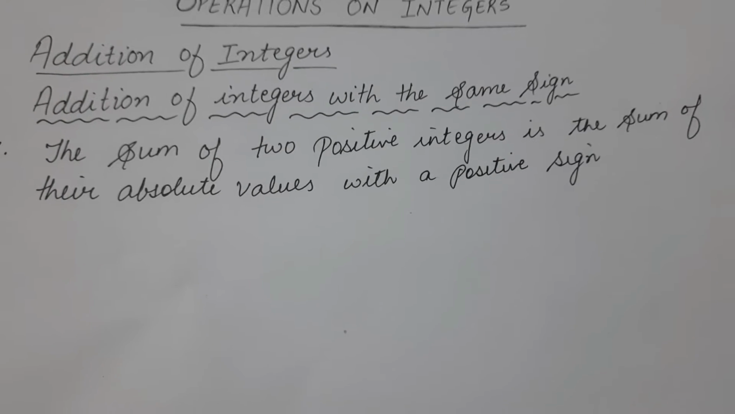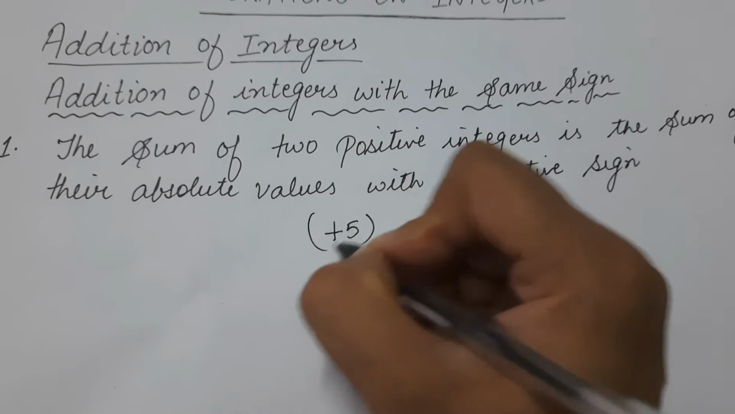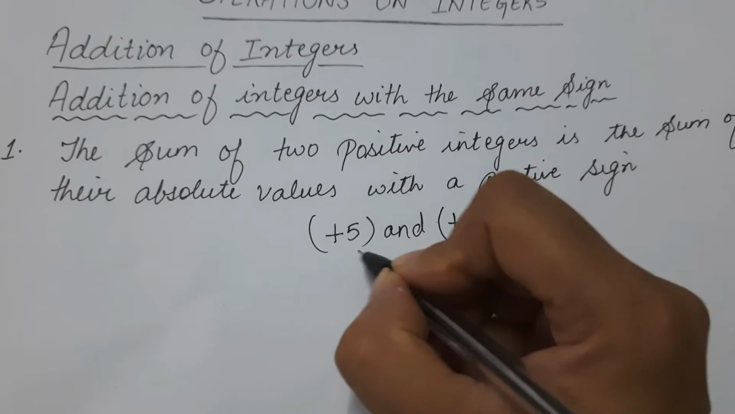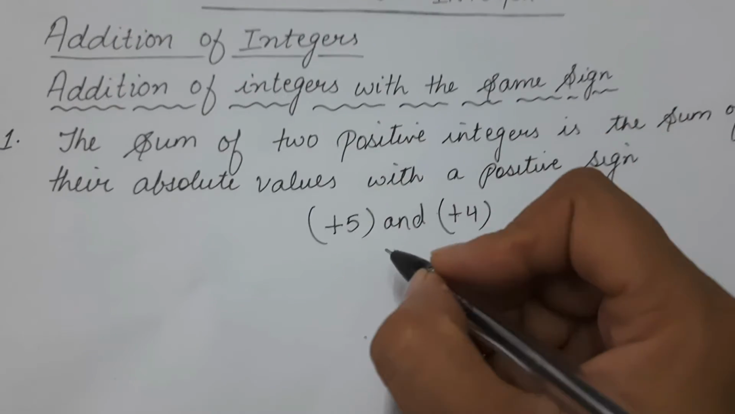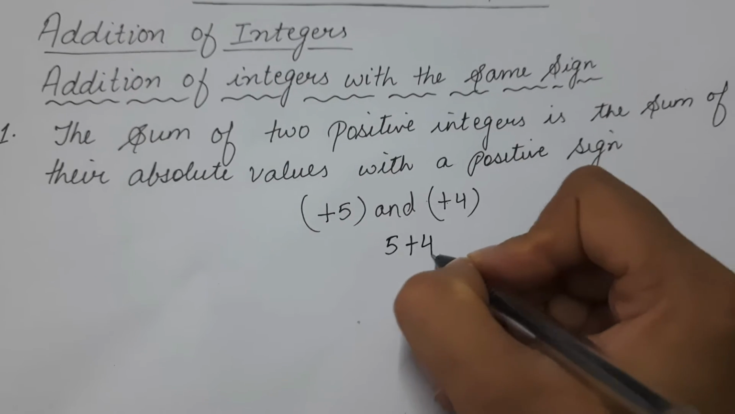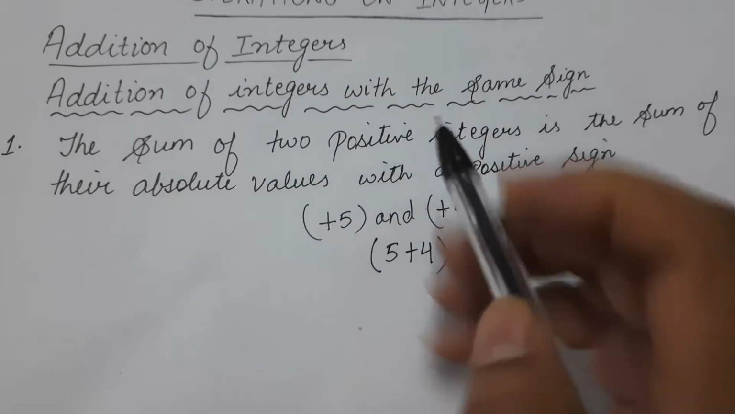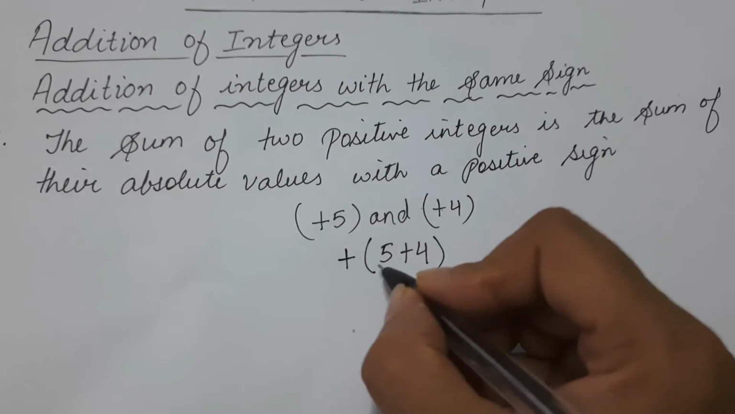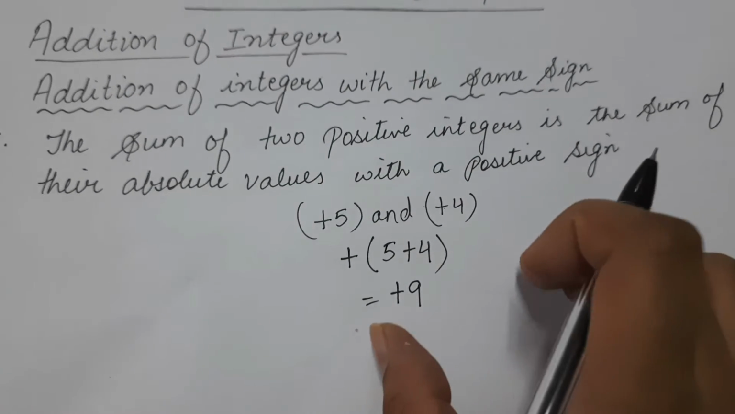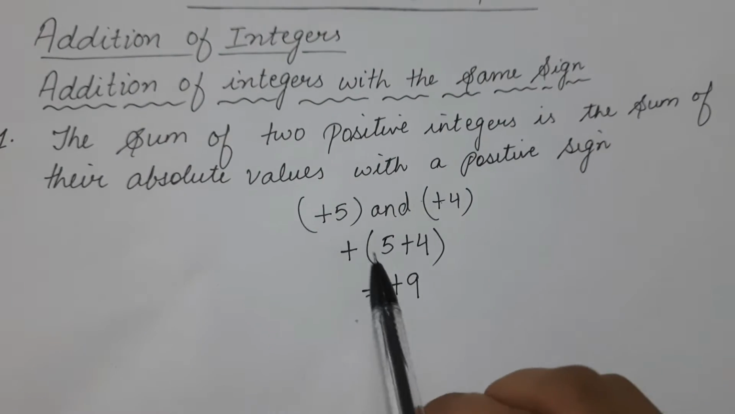I explain you with an example. Suppose we have to add plus 5 and plus 4. See, both these integers are positive, so we will add their absolute values. Their absolute values are 5 and 4. We will add their absolute values and sign will be positive. Sign will be positive, so it will be plus 9.